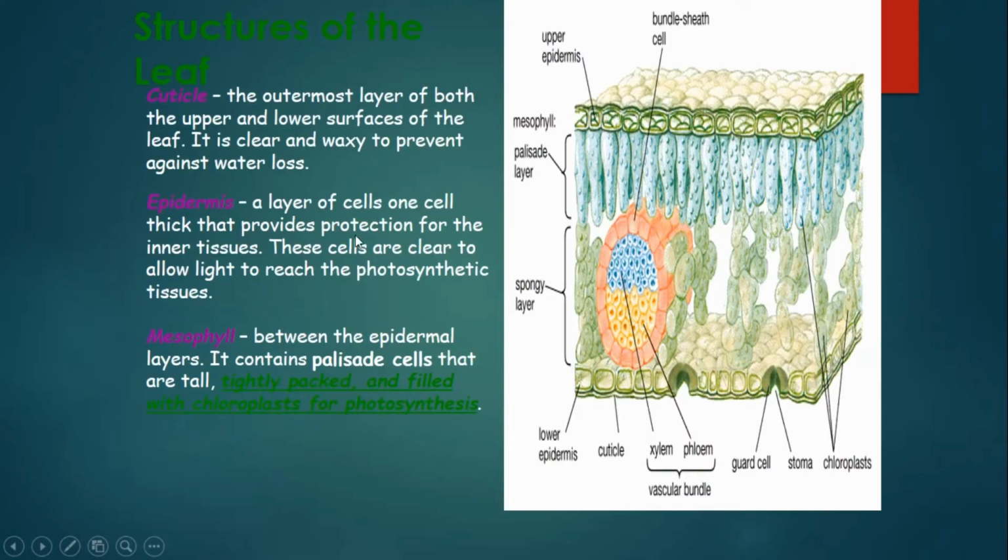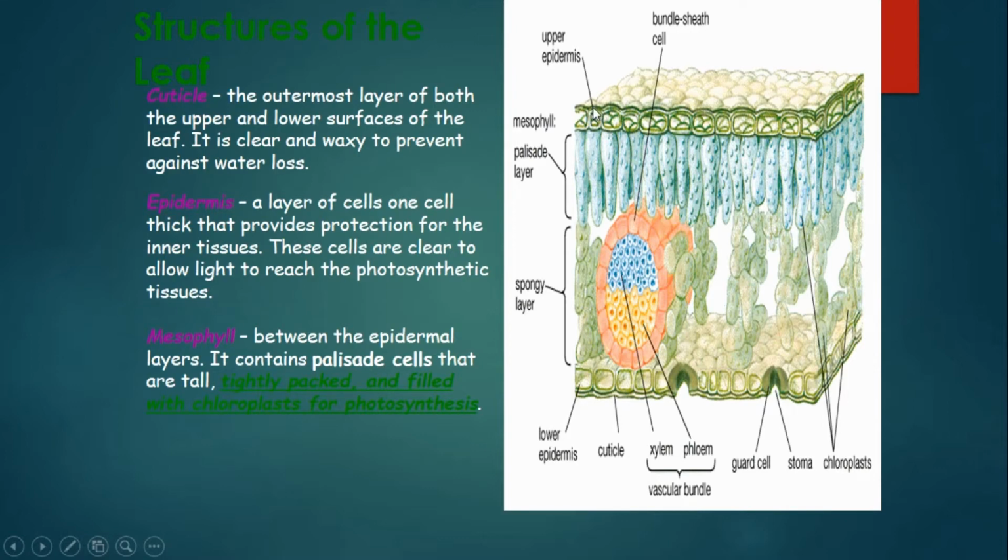First thing, in the structure of the leaf, you have the cuticle. The outermost layer of both the upper and lower surfaces is up here at the top. It's clear and waxy. It prevents water loss. So when you touch a leaf, that weird feeling, that harshness, or that kind of water-resistant touch of the leaf. Okay. Next, you have the epidermis.